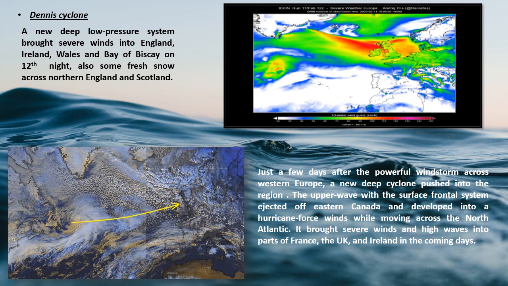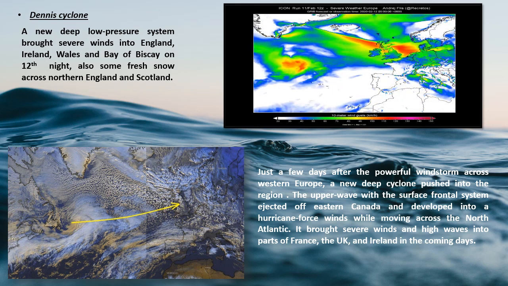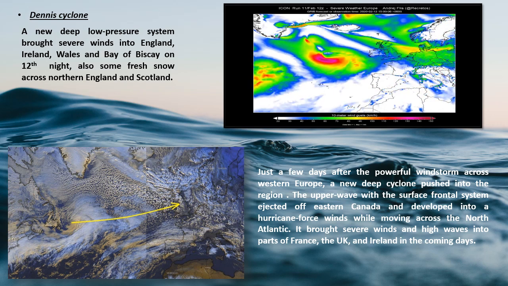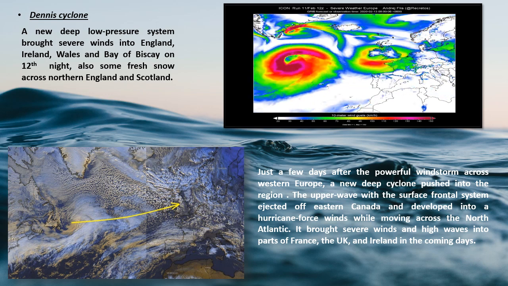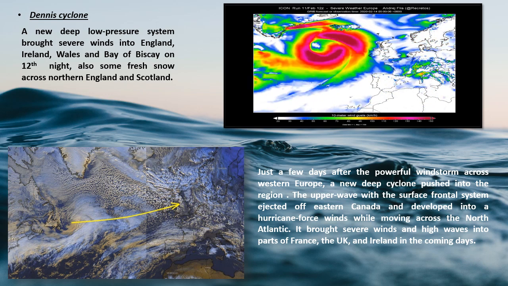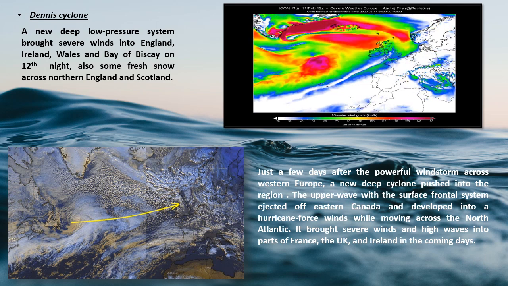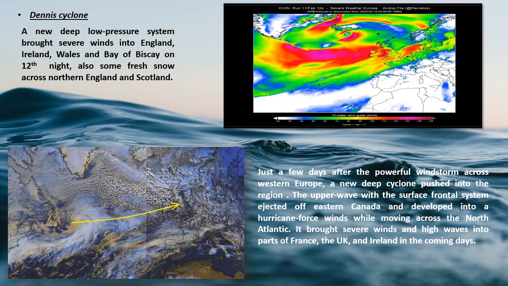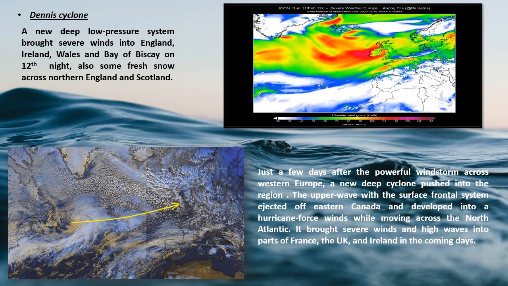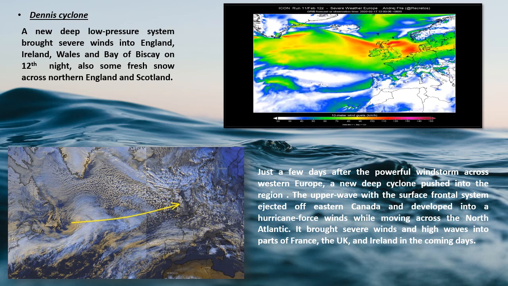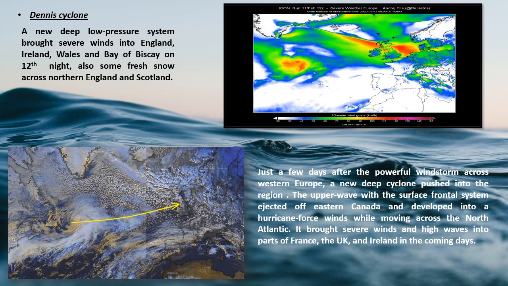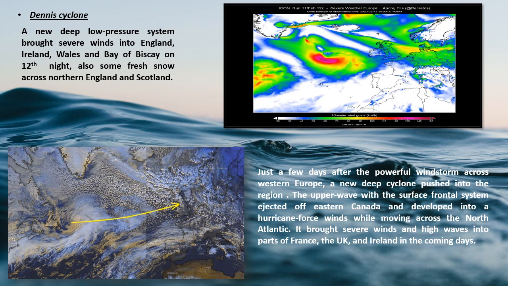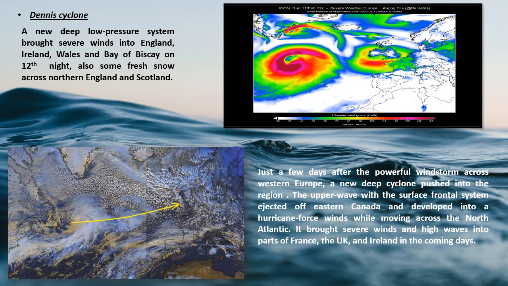The upper wave with the frontal system ejected off from Canada, as you can see from this video over here. This is Cyclone Dennis, and you can see it is coming from the northwestern region, that is the Canadian region, and developed into hurricane force wind while moving across the North Atlantic. You can see it moving across the North Atlantic into the Ireland and UK region, and it hit the UK and many other parts of the European continent. It brought severe winds to that particular region, and they were very devastated.